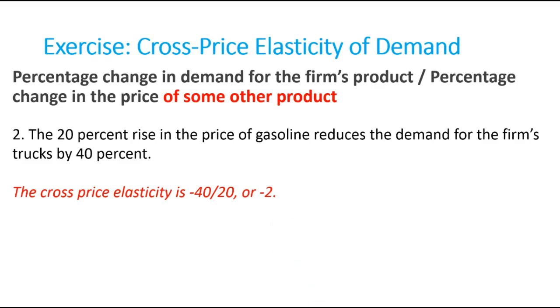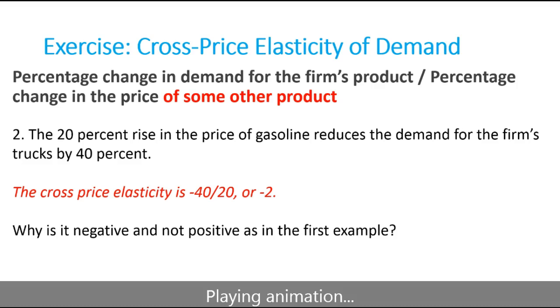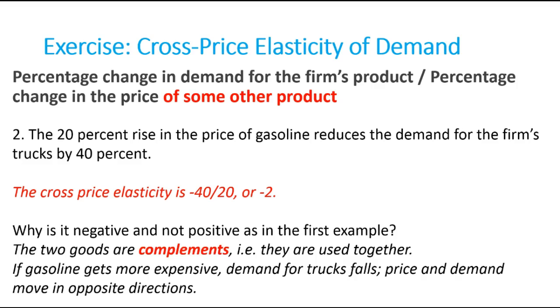So we could ask, why is that negative? What's that telling us? Well, that's just telling us, obviously, that the price and the quantity are moving in opposite directions, which is hardly surprising if we think about the example. If the price of gasoline goes up, the demand for trucks goes down. So we're going to have a negative number here. So that negative number is just telling us that these goods are complements.